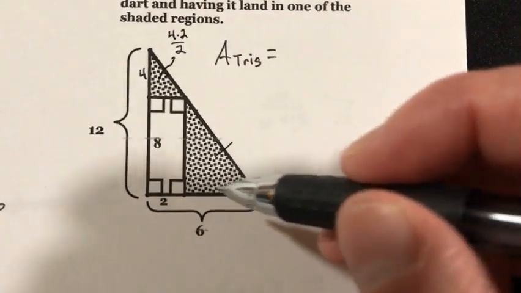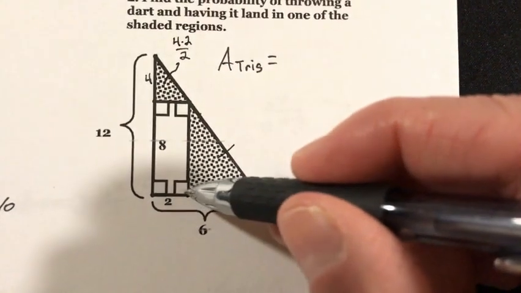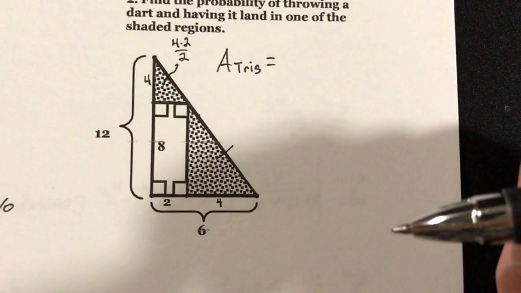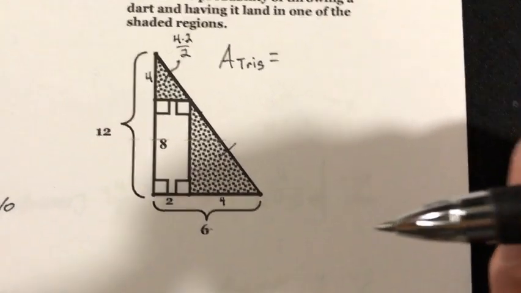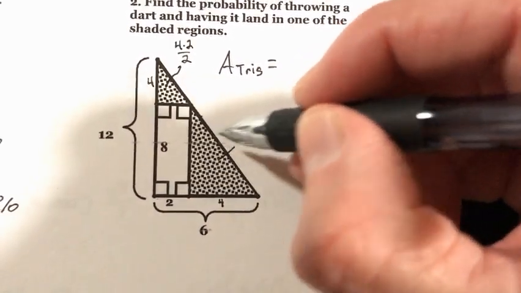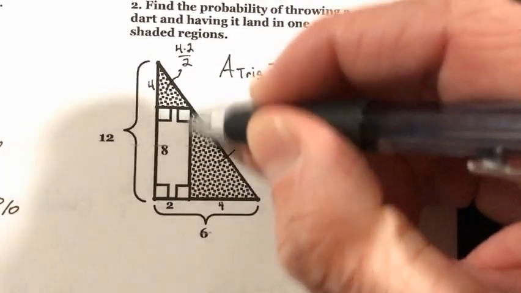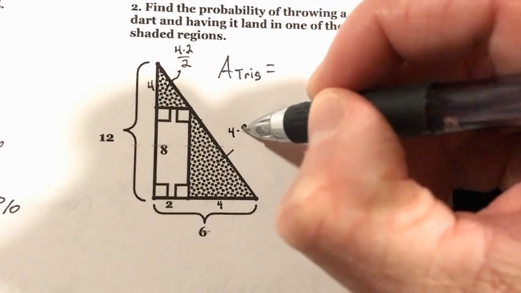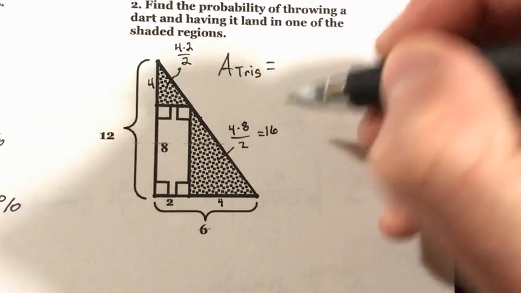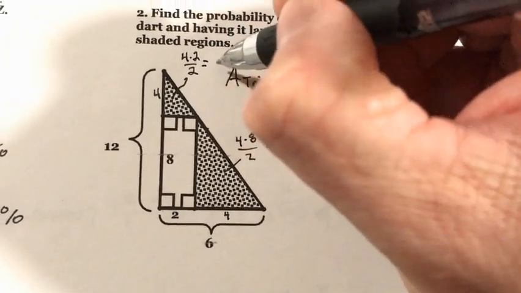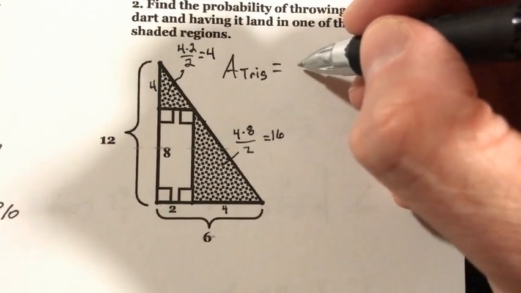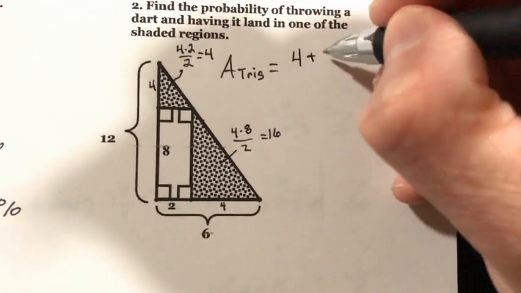And then this triangle over here, same idea. If this length is 2 and the whole length is 6, that means this base is a length of 4, 6 minus 2. And then we know that this height is 8 because that was given on the diagram. So this triangle is 4 times 8 divided by 2. Again, base times height divided by 2. That's 16. 4 times 2 divided by 2, 8 divided by 2 is 4. So one way to find the area of the triangles is saying 4 plus 16.